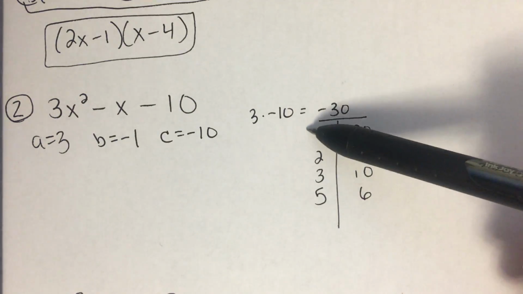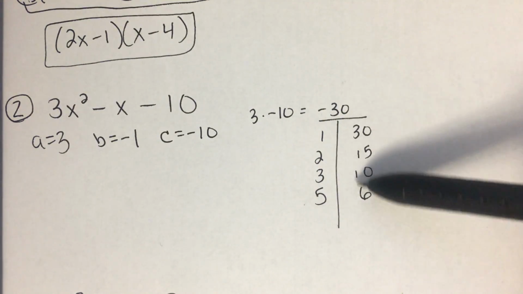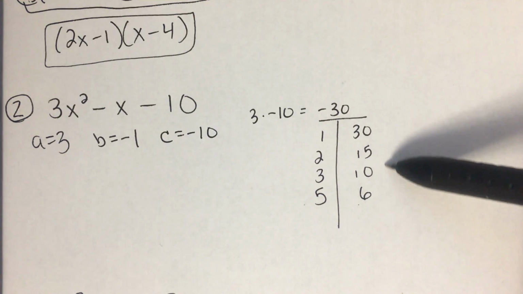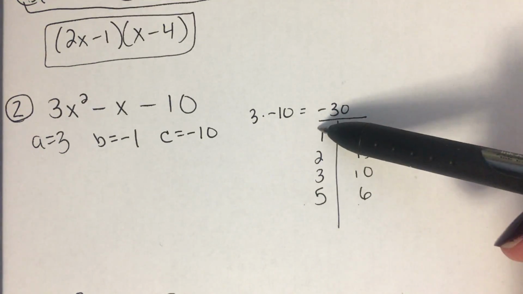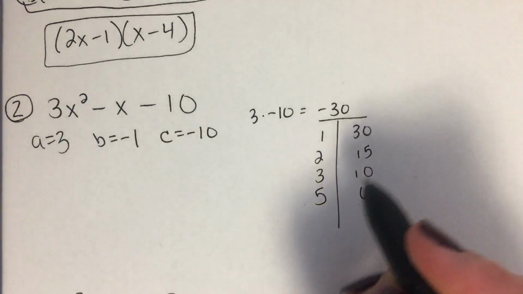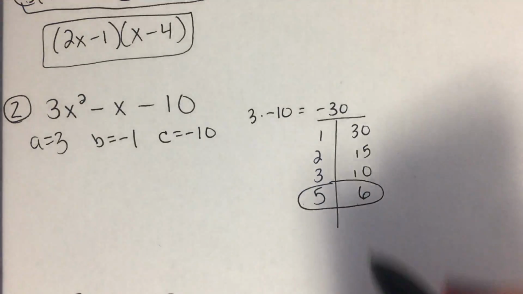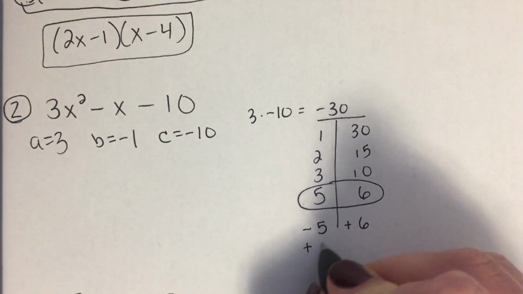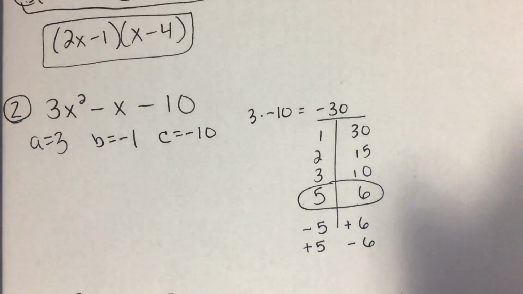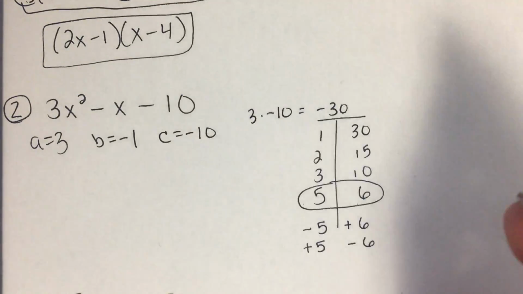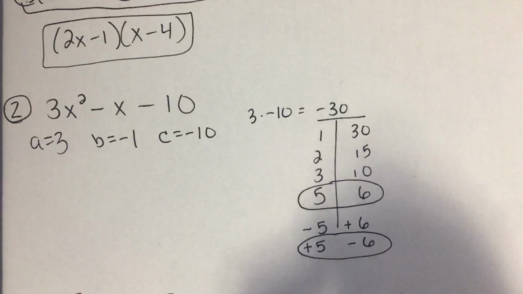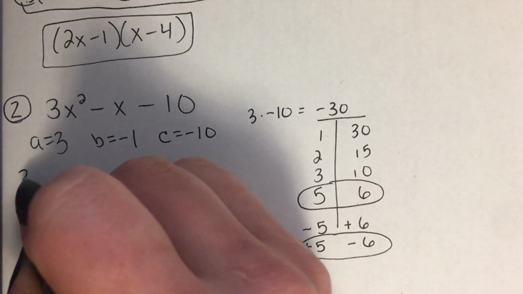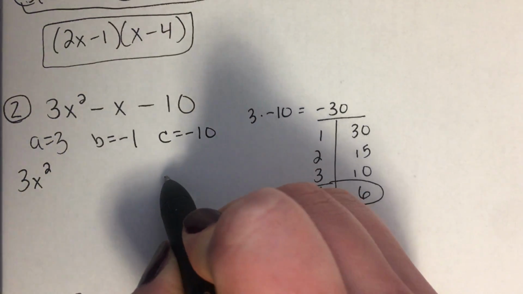So either all of the factors on the left are negative and these are positive, or all of the factors on the right are negative and these are positive. So the ones that are going to help us make -1 are 5 and 6. So I can either have -5 and a +6, or a +5 and a -6. So the one that's going to help us make -1 is actually 5 and -6. So we'll write out our first and the last.